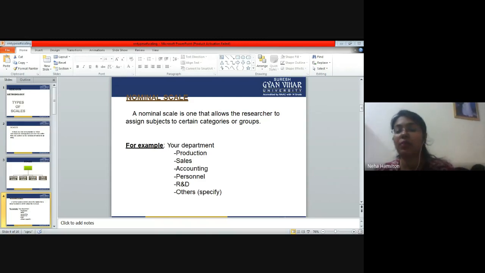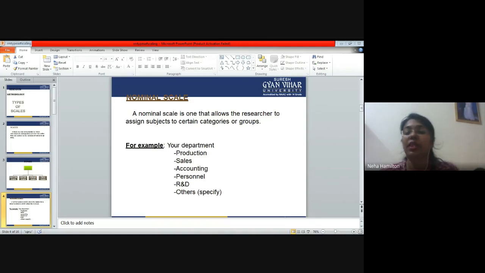One thing I forgot to mention is the learning objectives of this lecture. The learning objective of this lecture is, point number one, to understand the concept of scaling in research. And point number two, we want to understand how to apply the right kind of scale by choosing the right kind of variable.